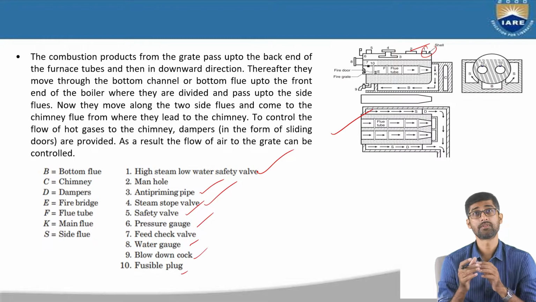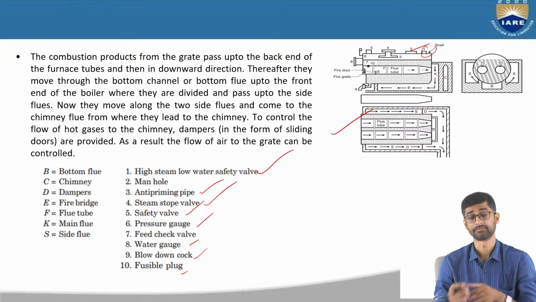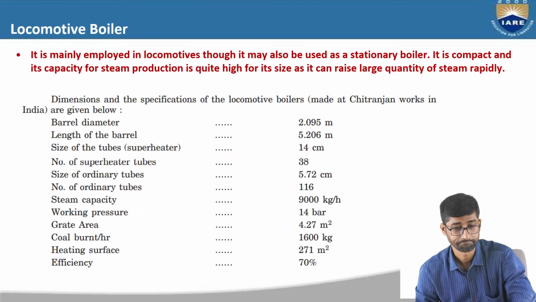To control the flow of hot gases to the chimney, dampers are provided. As a result of that, the flow of air in the grate can be controlled. Due to these dampers, you can control the flow of air.